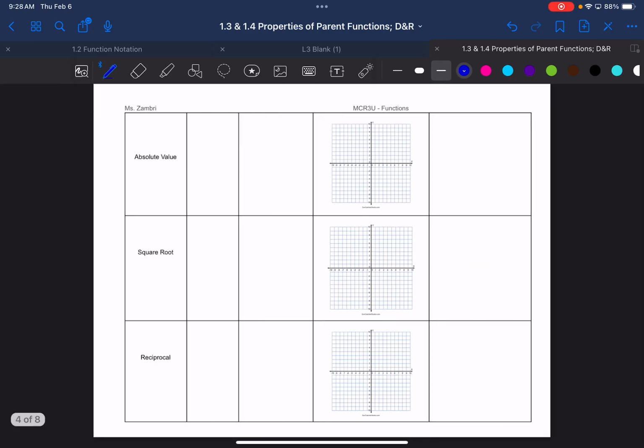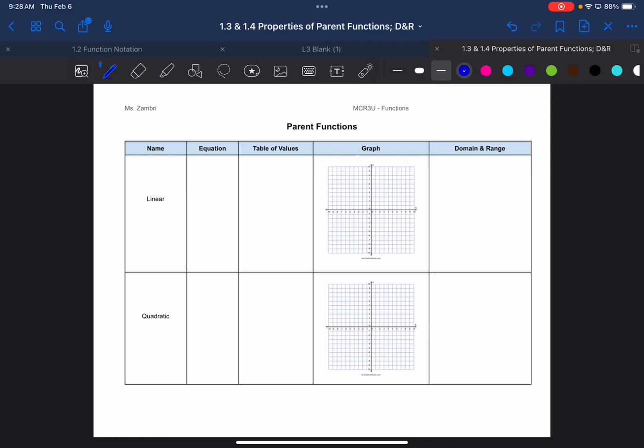Oh, it's okay. So you'll see it's a chart. You've got your first two that you're already familiar with that you've done in grade 9 and grade 10. You've got the linear and the quadratic. So I'll refresh your memory on what those parent functions look like.